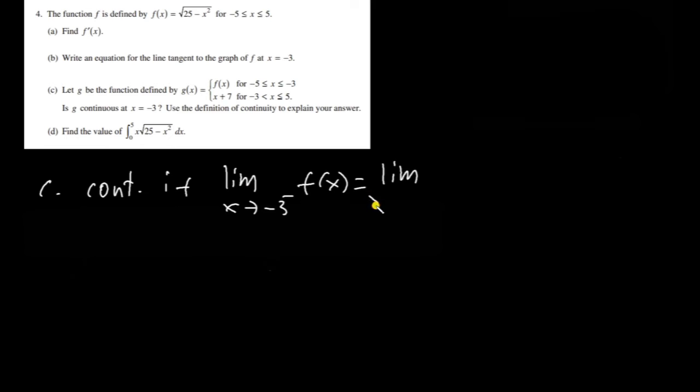If it's continuous, we'll have the left side and the right side limits both approaching the same value, and the value that it's approaching is going to be the actual value at that point. So expressed more mathematically, it is continuous if the limit as x approaches negative 3 from the left of f of x equals the limit as x approaches negative 3 from the right of f of x. Oh, nope, sorry, that's my bad. It's supposed to be g of x. I apologize for that. G of x.